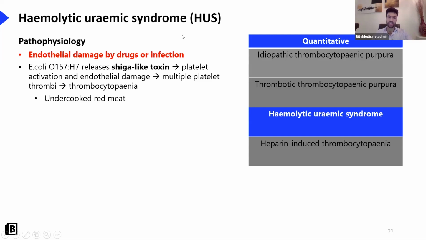The difference between TTP and HUS: HUS is caused most typically by a bacteria, TTP is caused by deficiency in ADAMTS13. So the mechanisms are slightly different.